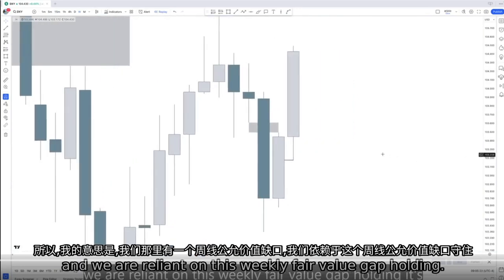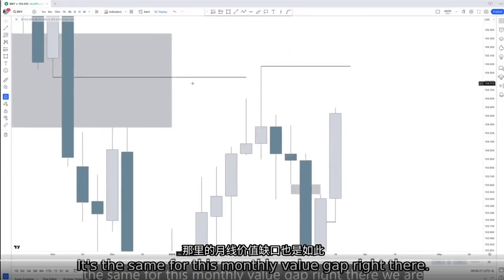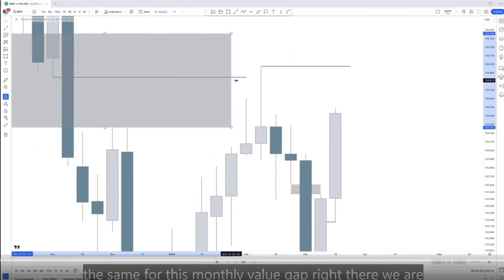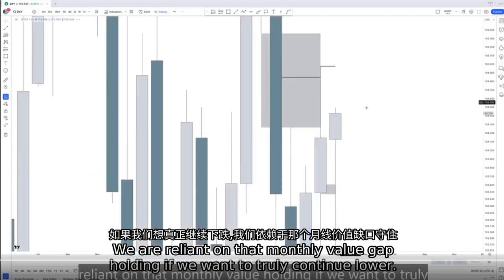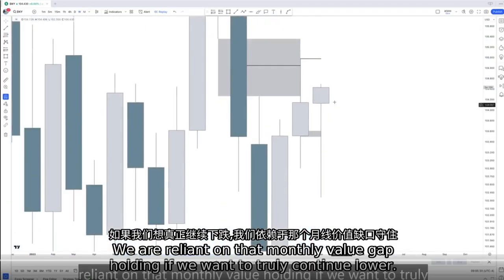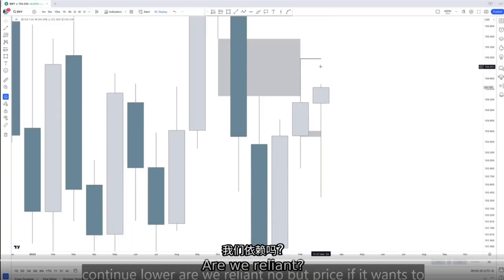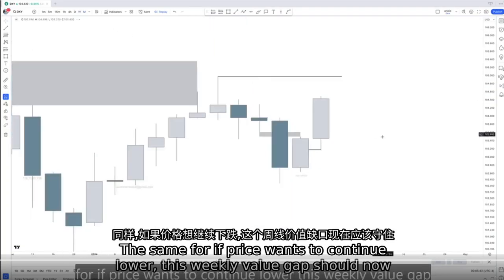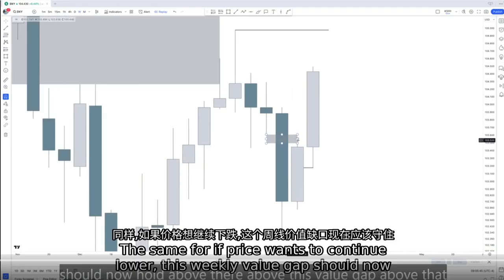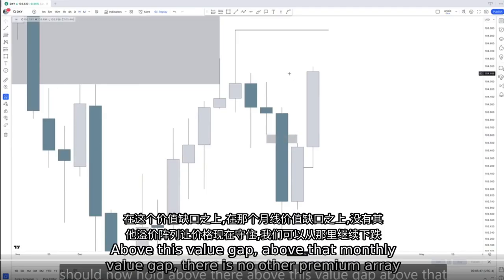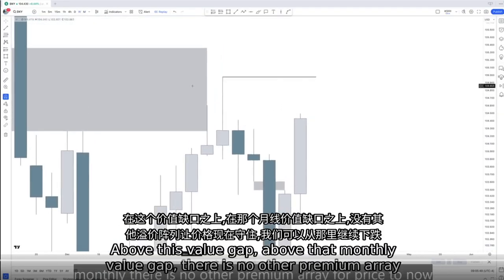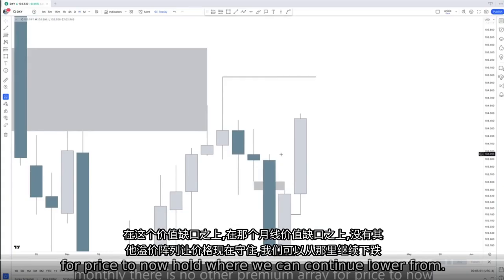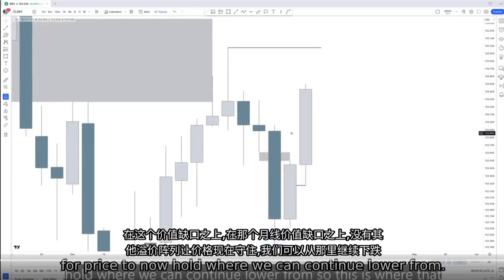And we are reliant on this weekly fair value gap holding. It's the same for this monthly fair value gap right there. We are reliant on that monthly fair value gap holding if we want to truly continue lower. Are we reliant? No. But if price wants to continue lower, this monthly fair value gap should hold. The same goes for the weekly fair value gap. Above that monthly fair value gap, there is no other premium array for price to hold where we can continue lower from.